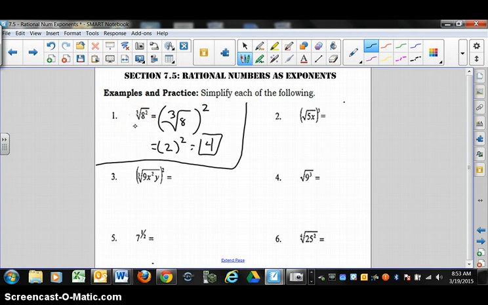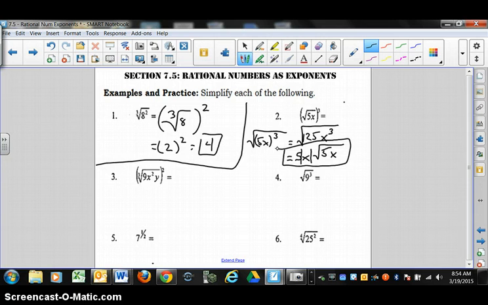Alright, moving forward, problem number 2, we have the square root of 5x quantity cubed. Okay, so there's a couple different ways we can approach this. I like to write this as the square root of the quantity 5x cubed, which is the square root of 125x cubed, which if we break down 125 and we break down x cubed, we end up with a 5x on the outside and the square root of 5x on the inside. The only thing we need to keep in mind is that we have a square root, so an even index, so we want to have absolute value brackets. And so there's how we would simplify the square root of 5x quantity cubed.